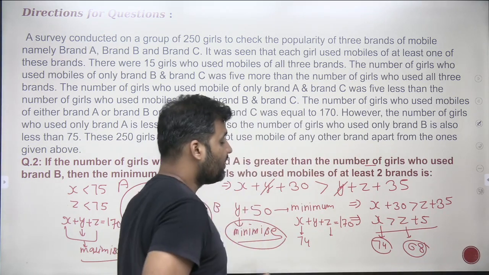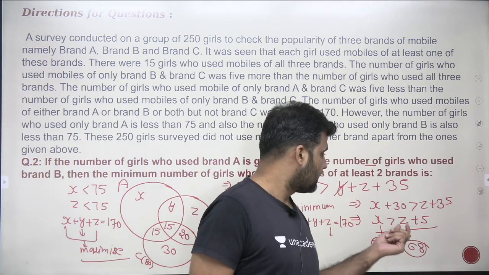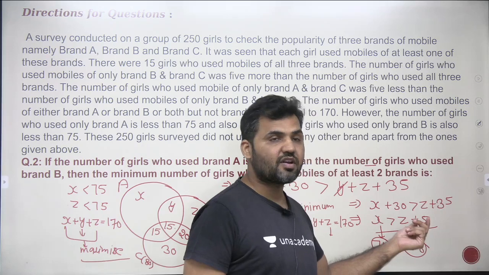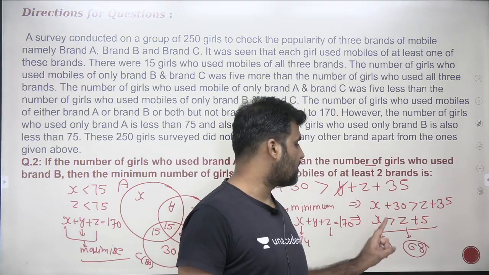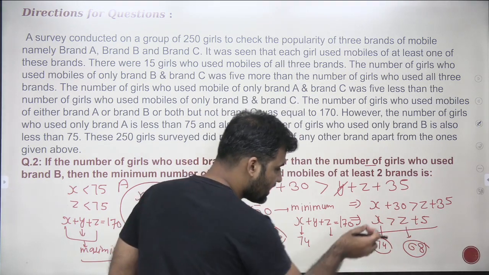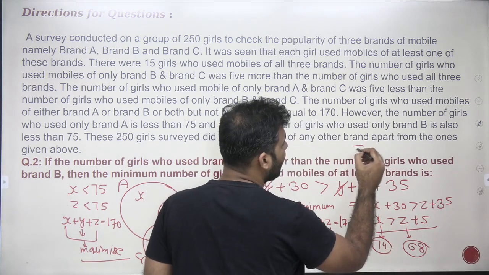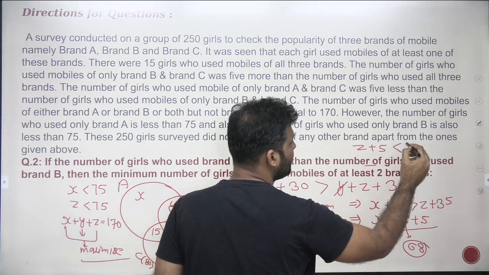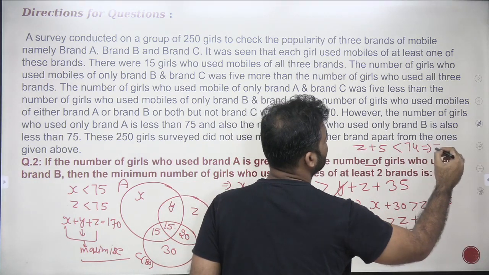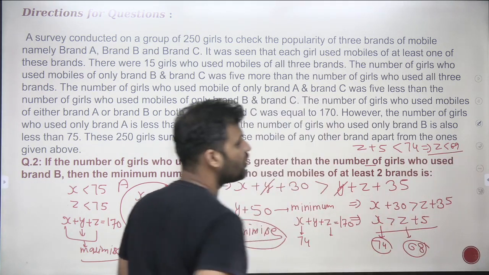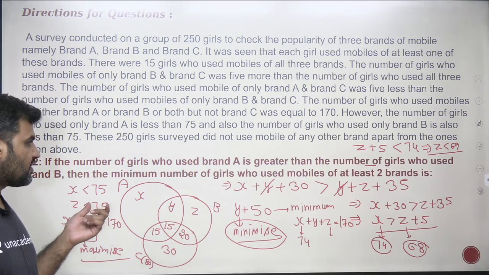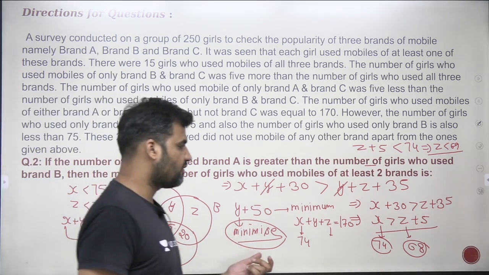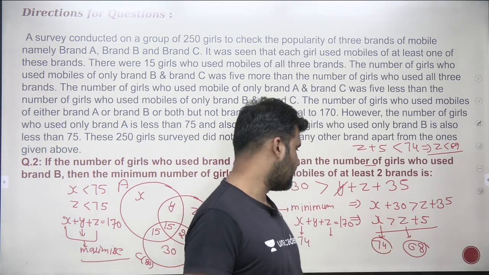Reason is, if I take Z as 69, then 69 plus 5 would be 74. So therefore, X will not be greater than 74, right? If I'm taking X as 74 and Z plus 5 has to be less than 74, then the value of Z has to be less than 69. The maximum possible value of Z will be 68.